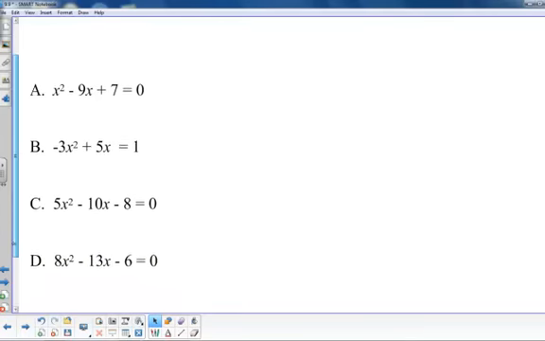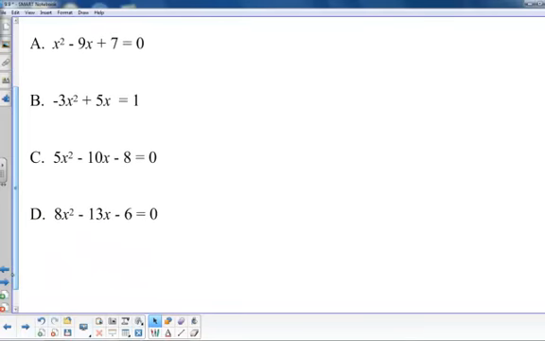All right, a little extra practice. We'll do a few of these. We're going to just keep going on the quadratic formula. So a is 1, b is negative 9, and c is 7. It's not factorable for sure. No two numbers multiply to give you 7.